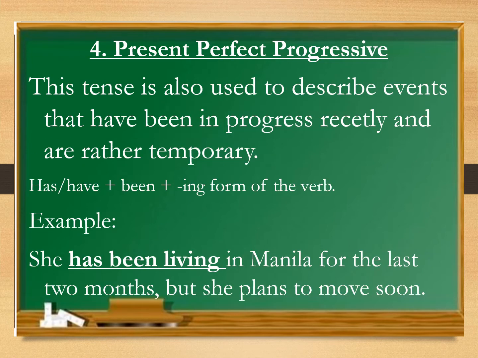This tense is also used to describe events that have been in progress recently and are rather temporary. Example: She has been living in Manila for the last 2 months, but she plans to move soon.